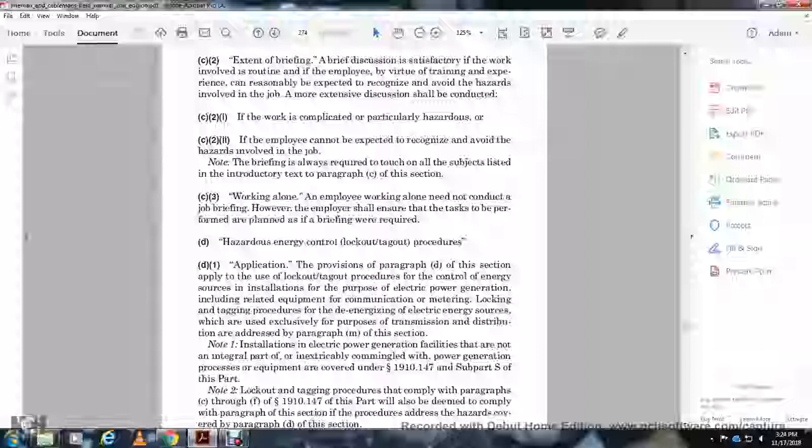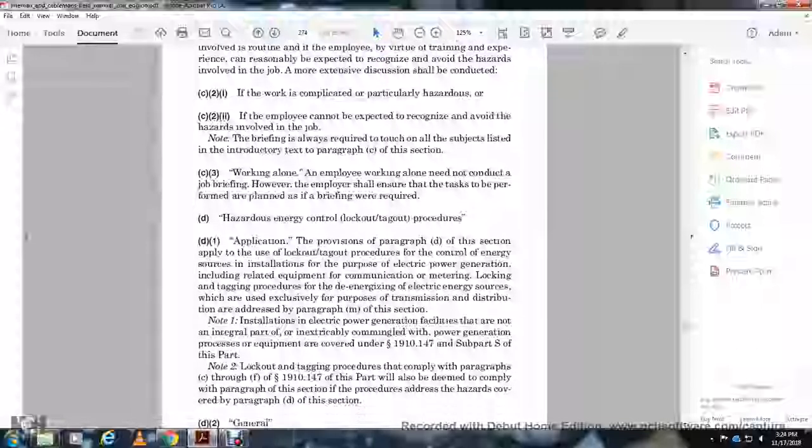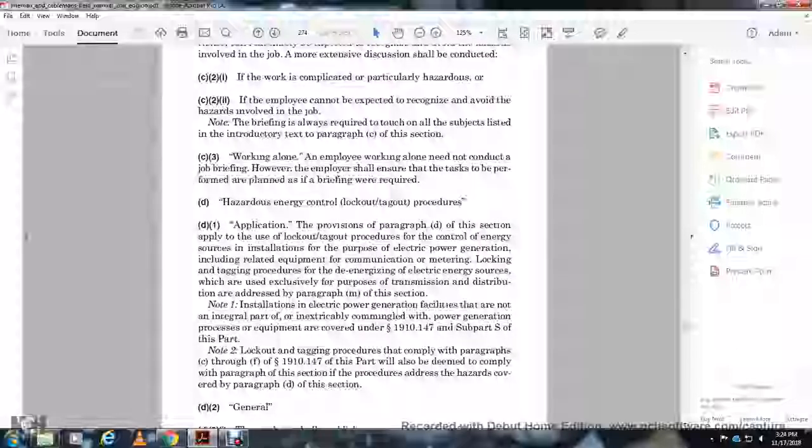Installations of electrical power generation facilities that are not an integral part of, or intercommingled with, the power generation process or equipment are covered in 1910.147. So, for the part, lockout and tagout procedures that comply with paragraphs C through F of 1910.147 will be deemed to comply with the procedures addressed for the hazards covered in paragraph D of the section.